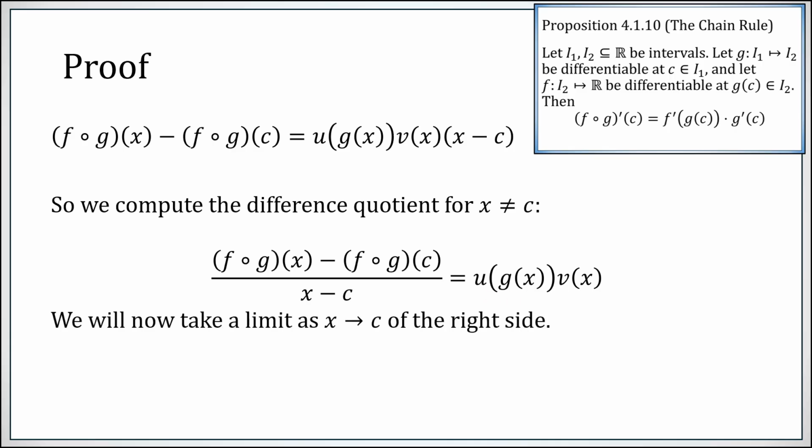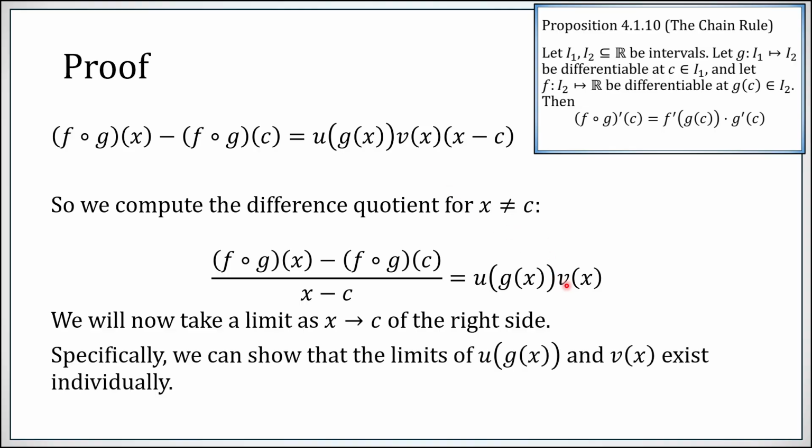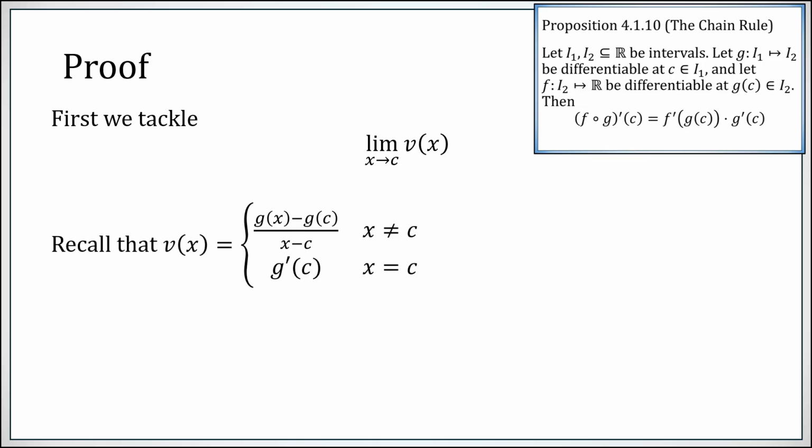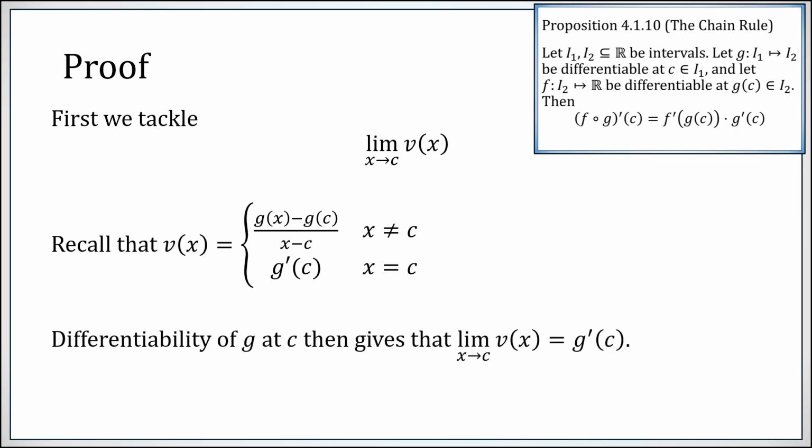Now we can take the limit as x approaches c. On the left, we'll get the derivative of f composed with g. And on the right, we are going to take the limit as x approaches c of this expression right here. So we're going to show that the limit as x approaches c of u of g of x and v of x both exist. So what's the limit as x approaches c of v of x? We already remarked that v is quite specifically continuous at c. So what do we obtain? Just v of c, aka g prime of c.